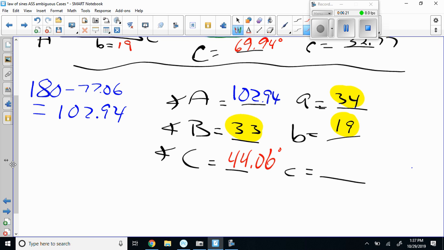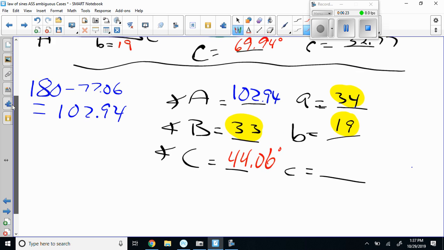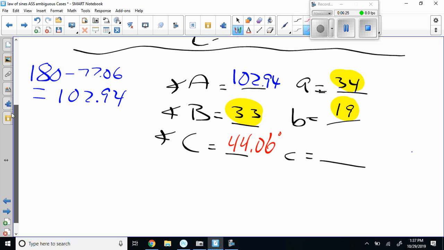What is side C, just for grins and giggles? We got the top one filled out. What's the bottom? Where's the one on there that says 44.06? That's what problem we're working. So side C would be 24.3. Okay. So if you do that, you got 24.3. Any questions? Anybody?